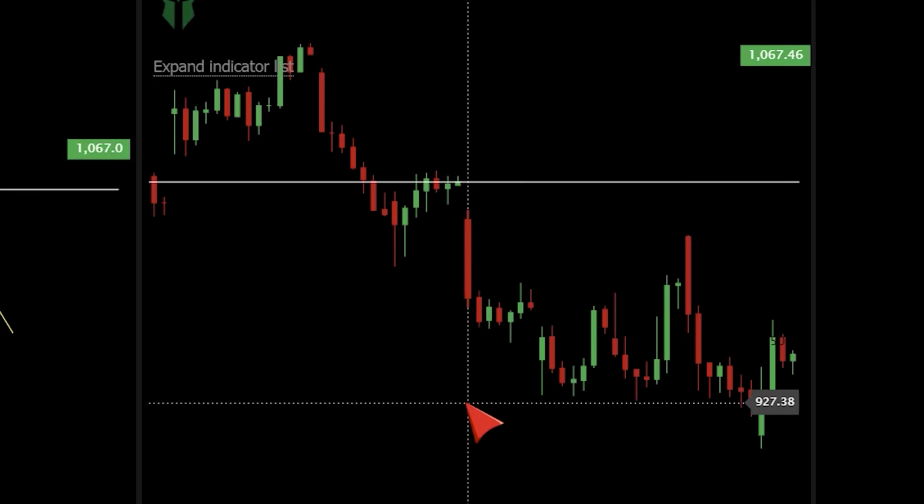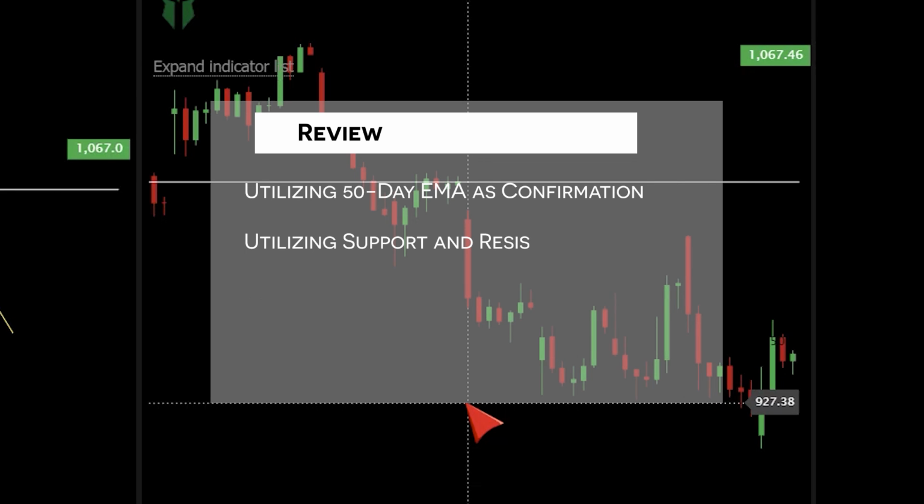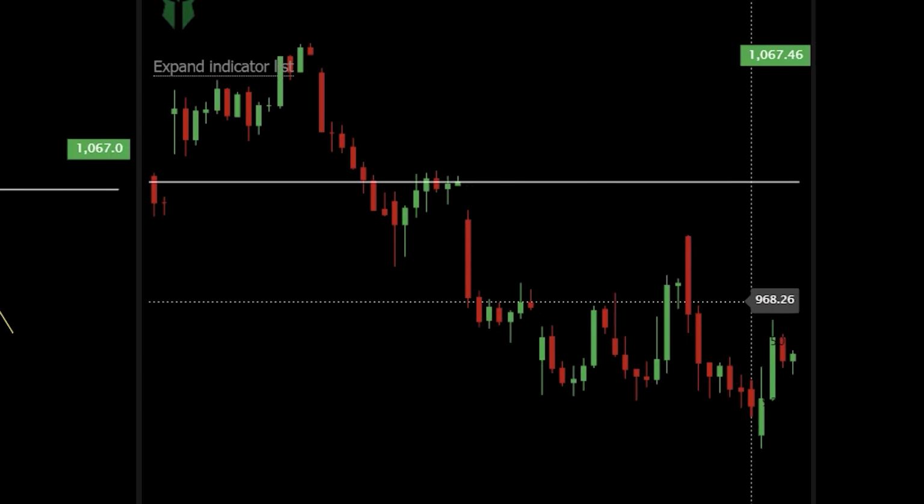So what you're doing here is you're utilizing the 50-day EMA as absolute confirmation after you've utilized your support and resistance lines, after you've utilized your trend lines, and your recognition of candlestick patterns and multiple time frames. So you're putting it all together and you're getting yourself into a position where you can have a high degree probability trade.